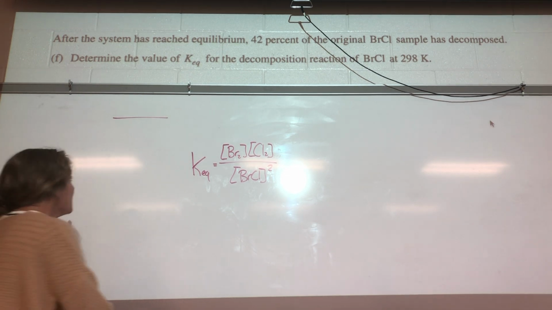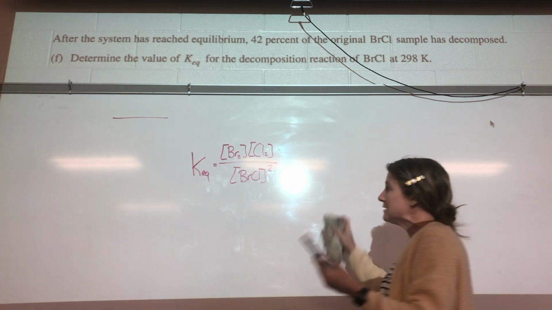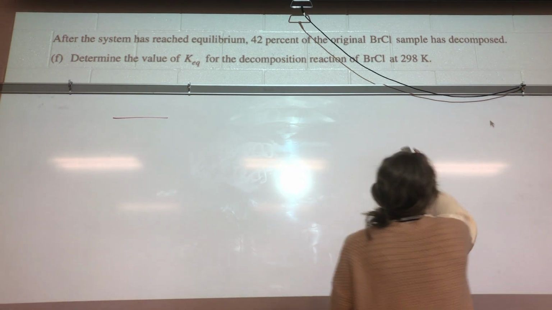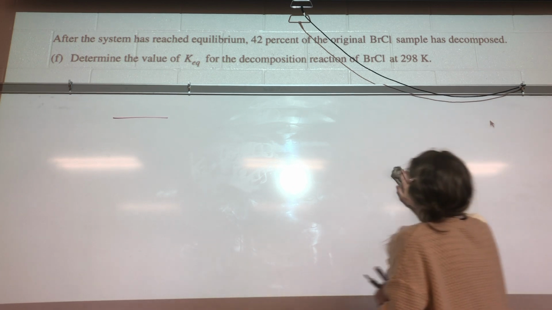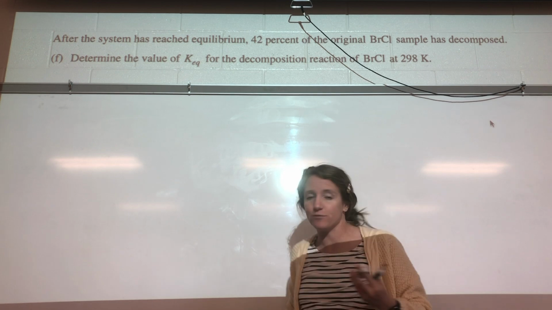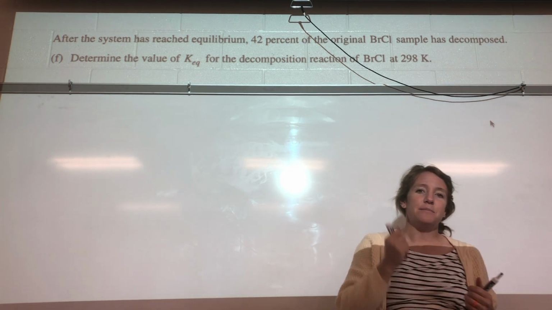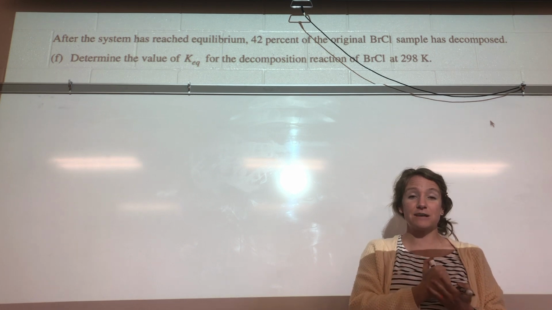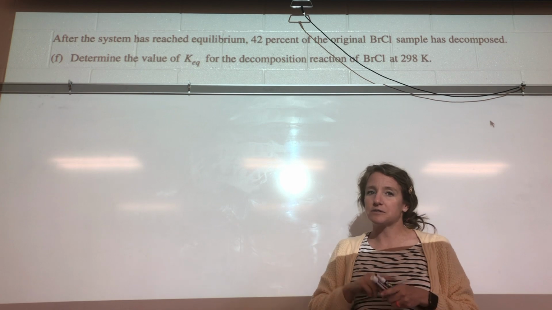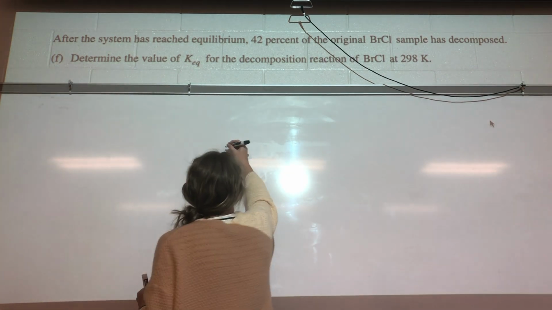There we go. Okay, so after the system has reached equilibrium, once again key wording there, 42% of the original BrCl has decomposed. Determine the value of Keq. So the first one was the expression, now we have to find the value. To find the value of an equilibrium constant, you're most likely going to do an ICE chart. So let's get our equation up here again.